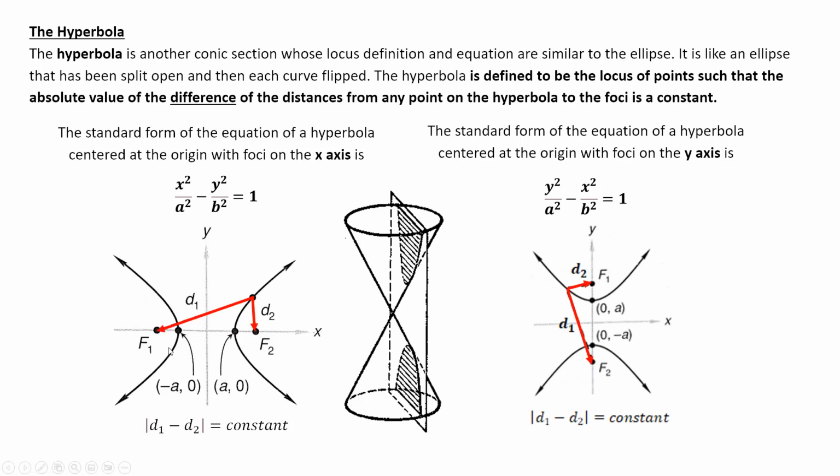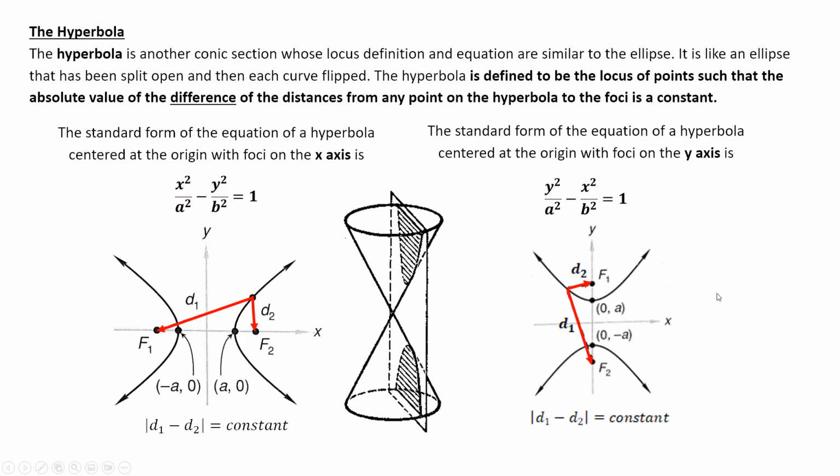So when you have a hyperbola that has points on the x-axis and is centered at the origin, you're going to have the equation x squared over a squared minus y squared over b squared equals 1, where a is the x-coordinate of the 2 points that cross the x-axis that are on the hyperbola. One of them will be negative a and the other will be positive a.